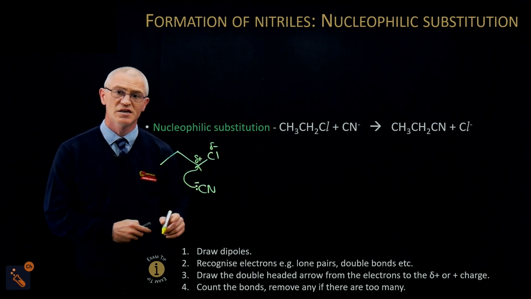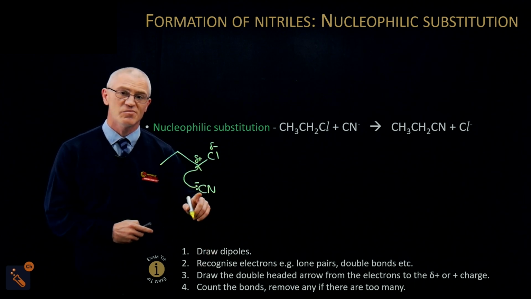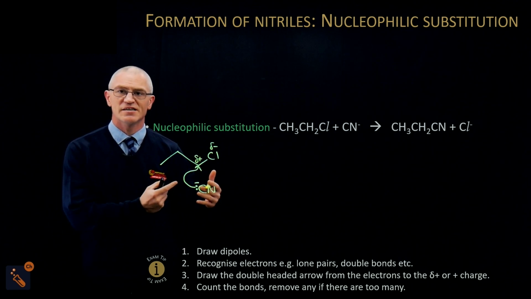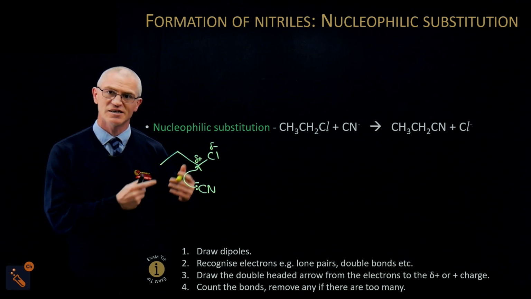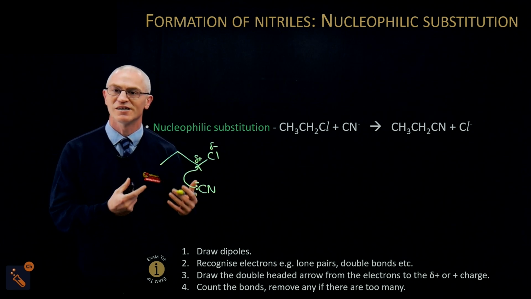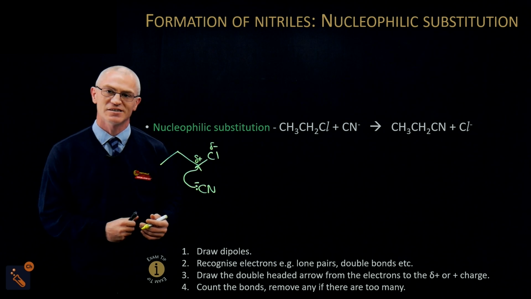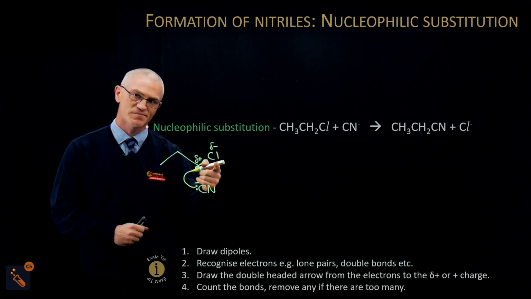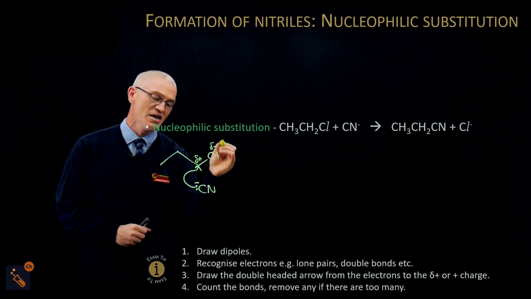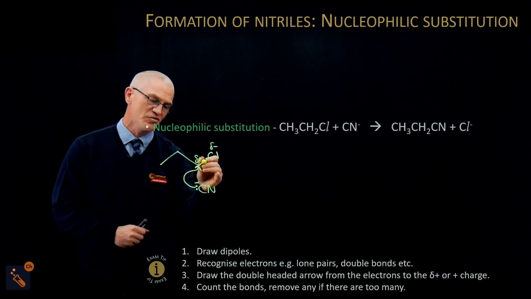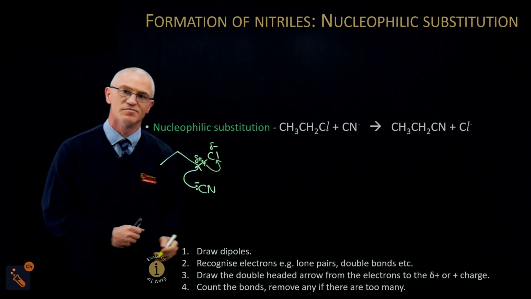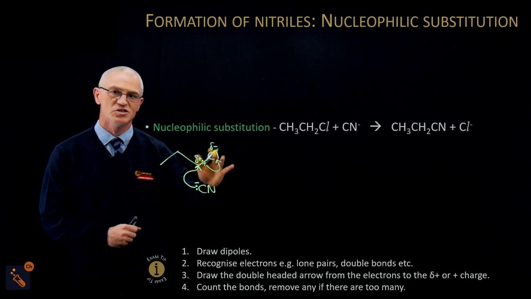Our next point: count the bonds and remove any if there are too many. You normally remove them by breaking the bond with the electronegative atom, because electronegative atoms are good leaving groups. They can leave quite easily and be stable enough to leave. So we have an electronegative atom here. To break a bond, we need to take the electrons that are in the bond, a pair of electrons, and place them onto the atom. So therefore you get substitution.